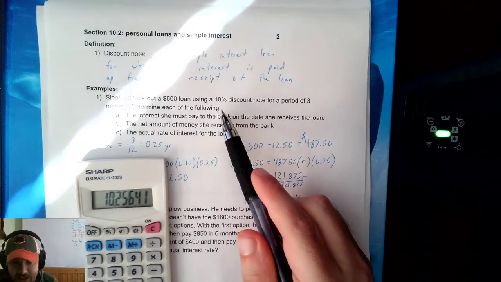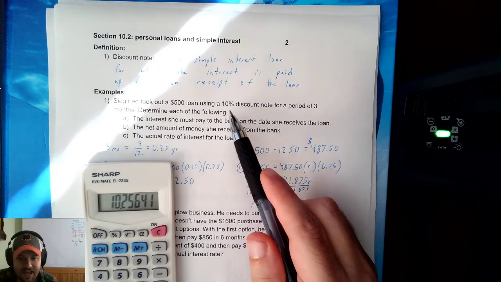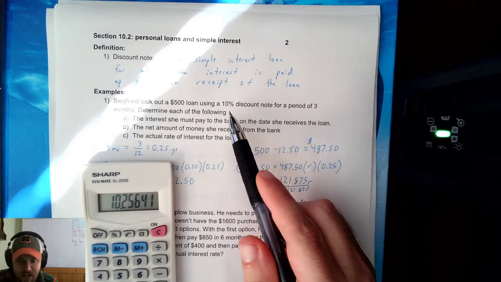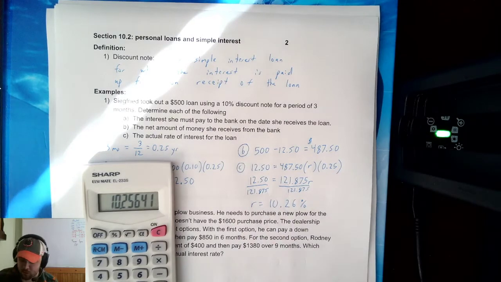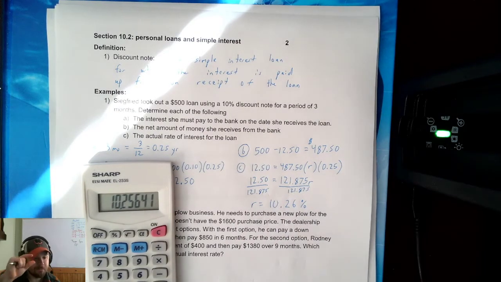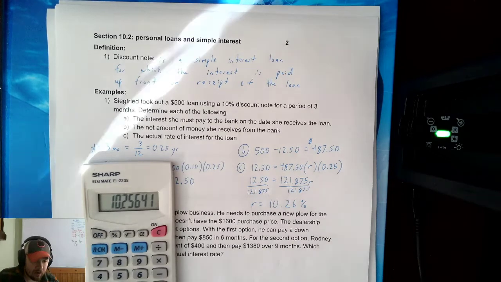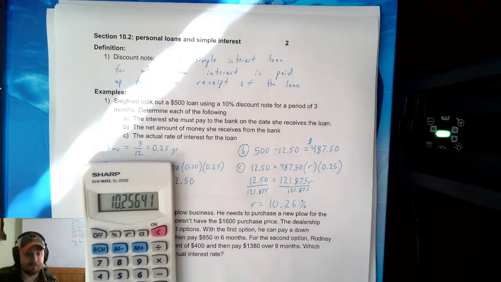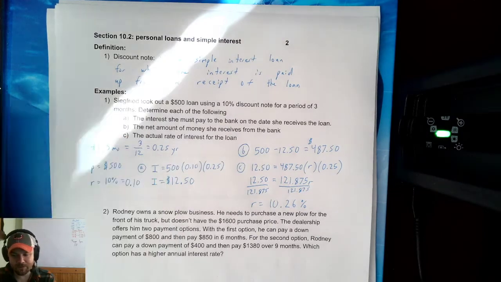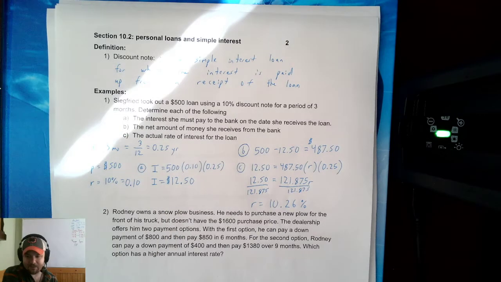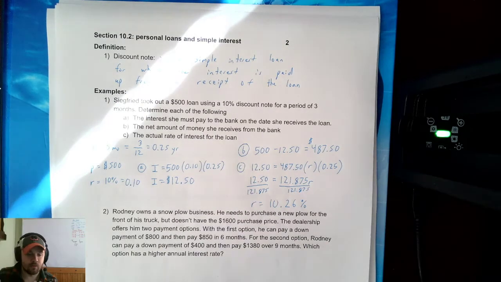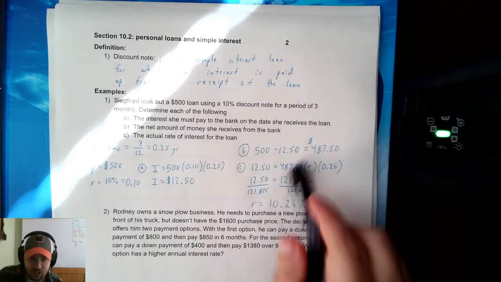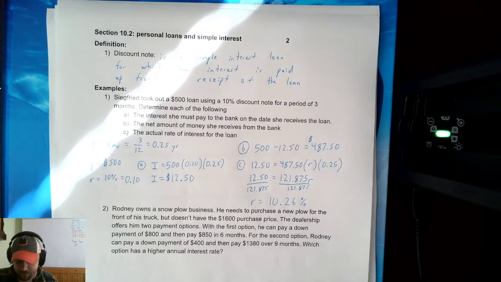Notice this was a little deceptive, wasn't it? The 10% discount note is slightly deceiving. The real interest rate is actually a smidge higher. And that's part of the marketing, right? Seeing the 10% is slightly misleading. That's part of the marketing the bank is doing, right? So keep that in mind when working with these problems. When you see the word discount note, remember, the interest rate is going to be slightly deceiving, as we just saw in this example with Siegfried.